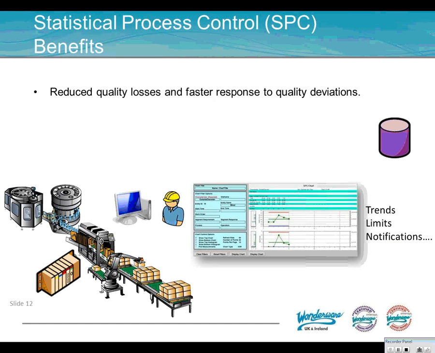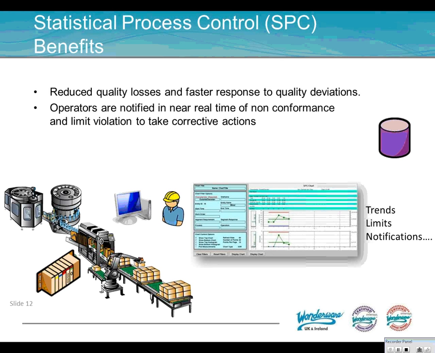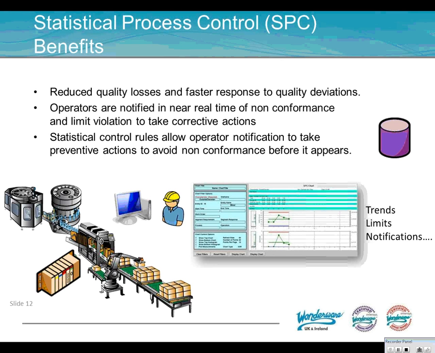So the benefits of having this statistical process control capability within the quality management module is essentially to reduce our quality losses and be able to respond quickly to any deviations from the target quality parameters. And the operators will be notified in real near time of any non-conformances or limit violations that occur, so that they can take the appropriate corrective actions. And the statistical control rules would allow operators to take preventative actions, even to avoid a non-conformance before it appears.